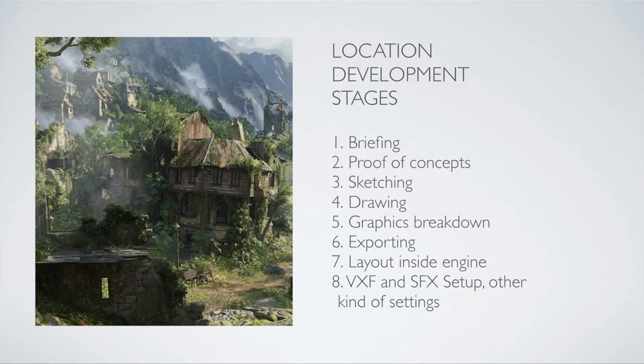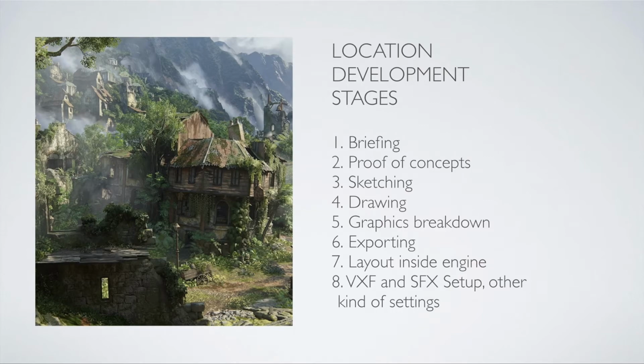The third stage is sketching, when artists try to visualize your idea, make some kind of visual reference, mood boards and other things. The fourth stage is drawing, when artists start drawing graphics that you can already view and maybe try to use inside your game engine. The fifth stage is graphical breaking down, when you get graphical assets from the designer and start to see how they will be integrated inside your game engine.